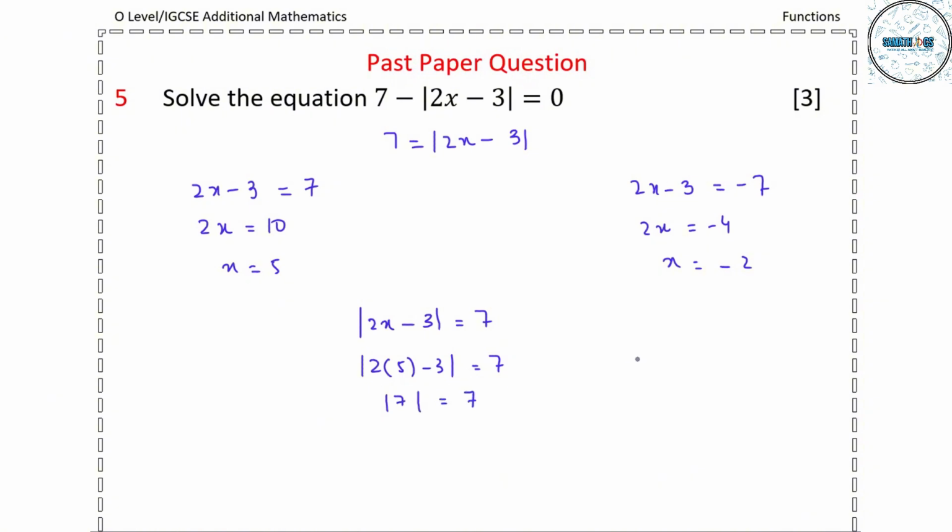So it is satisfying the equation. Another one is 2 into minus 2 minus 3 is equal to 7. So minus 4 and minus 3 is minus 7, which is equal to 7. Absolute value of negative 7 is 7.